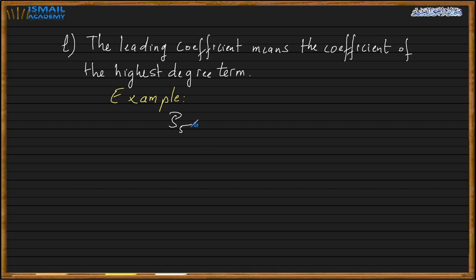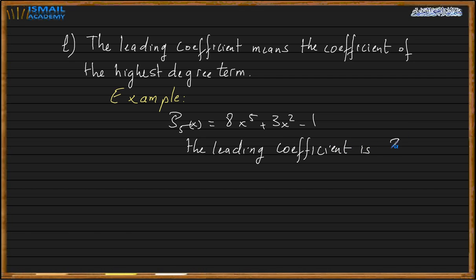And this is 8x to the 5 plus 3x squared minus 1. So the leading coefficient here is 8, because it's the coefficient of the highest power.